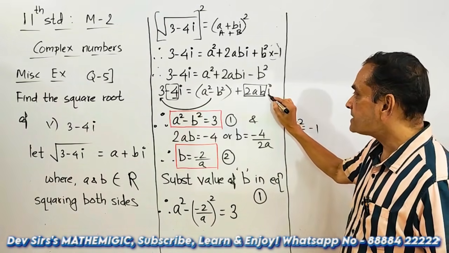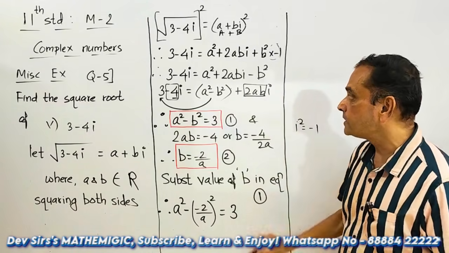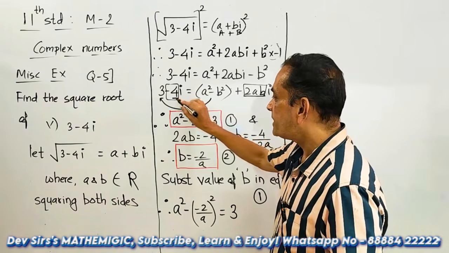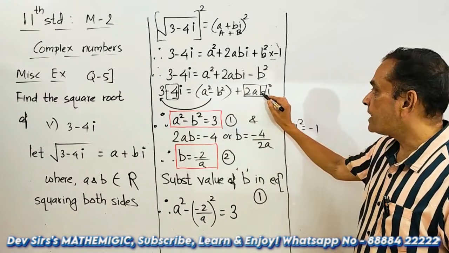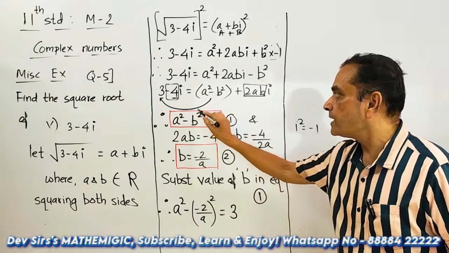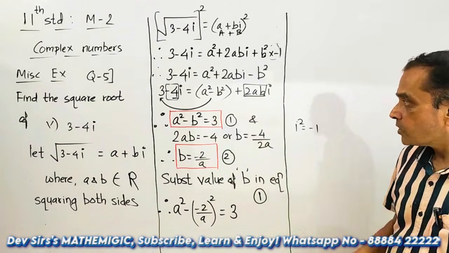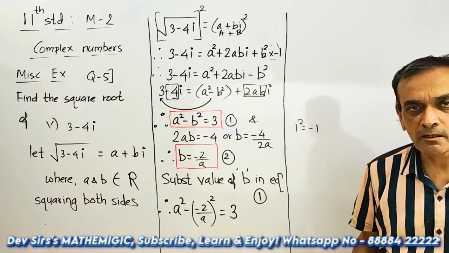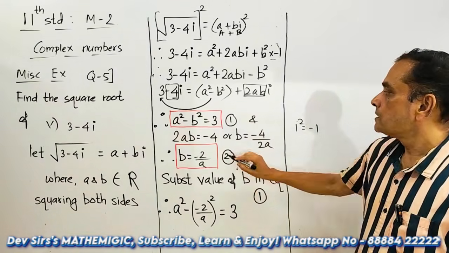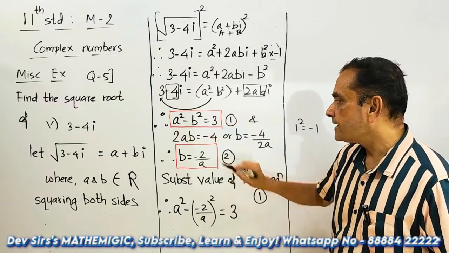Imaginary part means whatever is in front of i is called the imaginary part. Here, what is in front of i? Minus 4. So imaginary part equal to imaginary part. It's a simple thing. Okay? Because of this equal to sign we are equating. Right. So this is the first equation, this is the second equation.